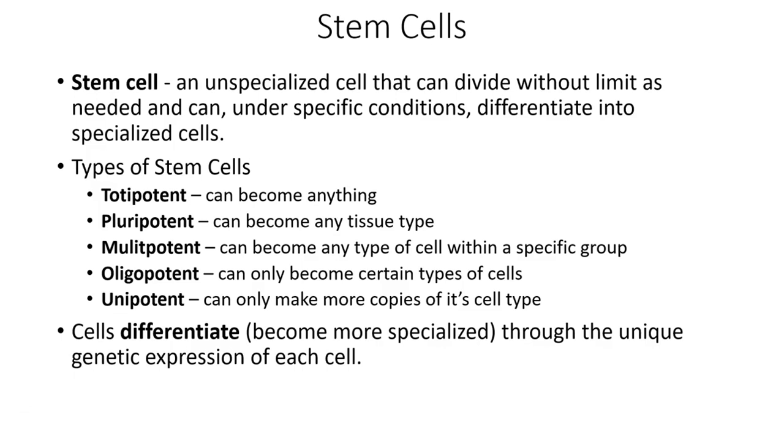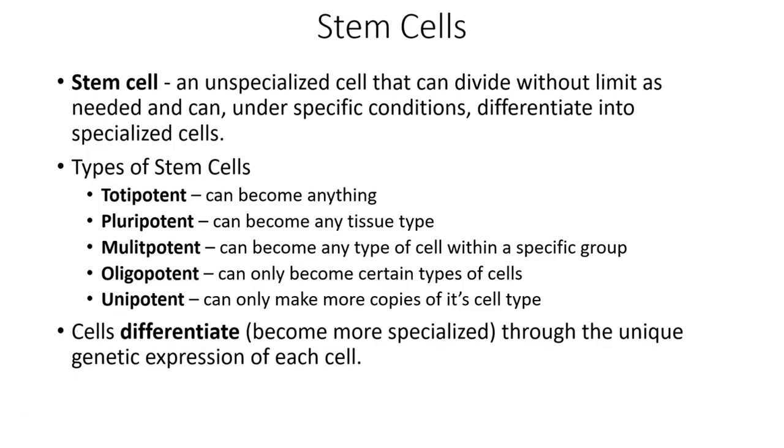Next level is oligopotent. These can only become certain types of cells within that specific group. So I think the best way to go over this is to look at a chart on a couple slides from here. But they're already within that specific category of cell, and then they've also gotten specialized in a specific subcategory of that higher arching category that the multipotent stem cells are part of. And then last but not least are unipotent stem cells. These can only make more copies of the specific type of cell it is.